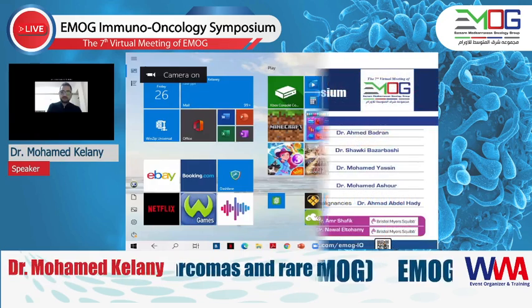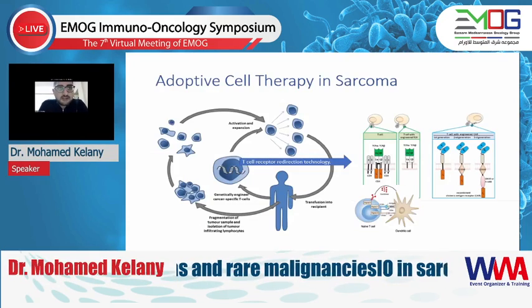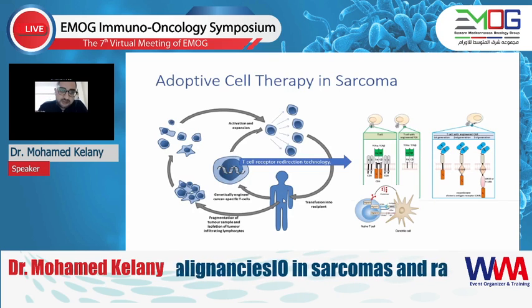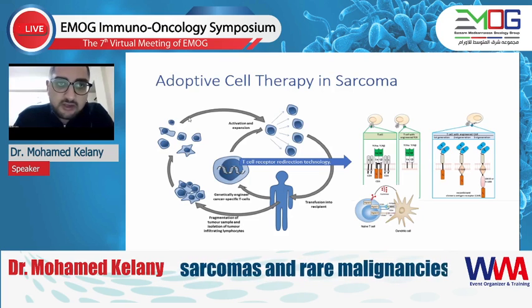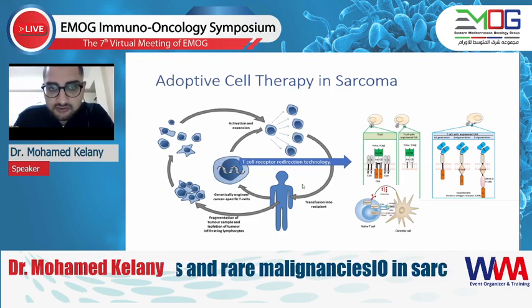Hello? Go ahead, sir. And again, I will go to the last slides about adoptive cell therapy in soft tissue sarcoma. We collect the activated T cells directly from the intratumoral microenvironment. Here we collect the activated T cells, which do not need to be activated, and we just expand them in cell culture and then re-infuse them into the patients.